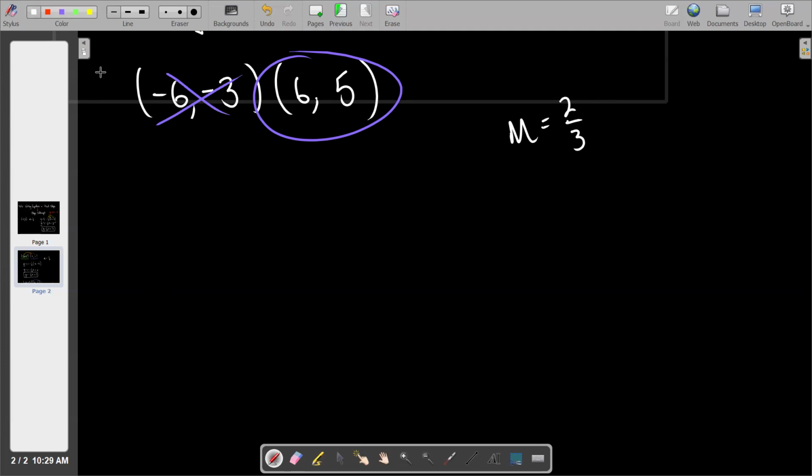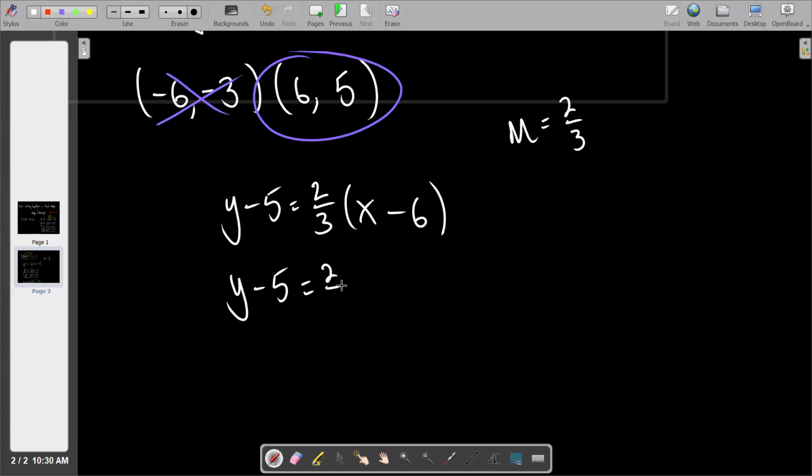So my equation is going to say y - 5 equals 2/3 of x - 6. And here we go again with fractions, right? We're not scared. So we're going to take the y - 5. We're going to distribute the 2/3. And here we go again. Pop quiz. What is 2/3 times 6?